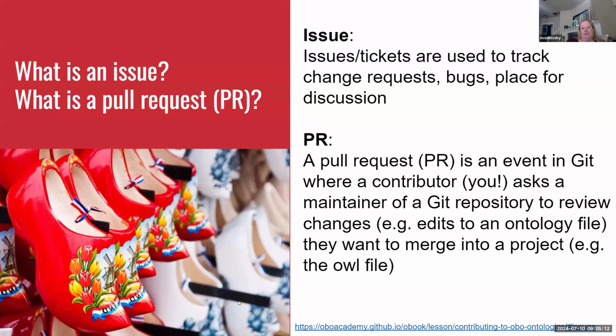So what is an issue? I think most of us know, issues are also called tickets on GitHub repositories. This is a place we can use to track change requests, request new terms to ontologies, report bugs. It's also a really good place for discussion. I'm sure many of you have probably seen a lot of issues where a lot of discussion has taken place. So the general idea with issues is just as a place for us to be able to communicate changes that are needed on our ontologies.